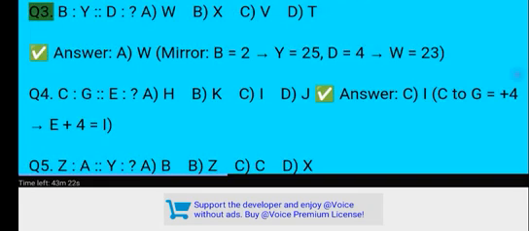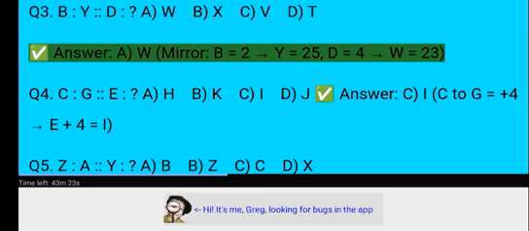Q3: B, Y, D; A, W, B, X, C, B, D, T. Answer: A, W. Mirror: B equals 2 ↔ Y equals 25, D equals 4 ↔ W equals 23.